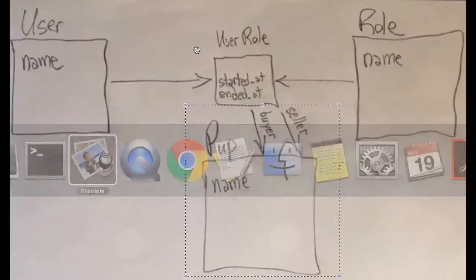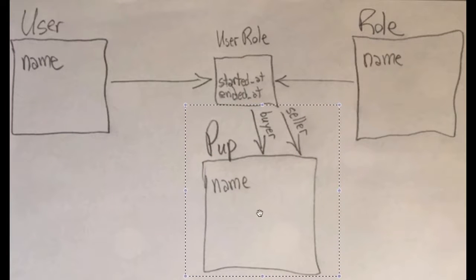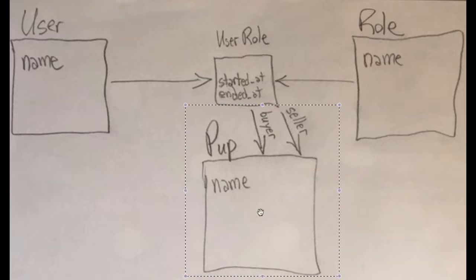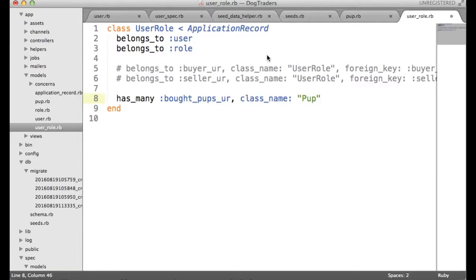You want to see the picture again? Here it is. We're now modifying this. We added a couple of belongs to's over here in pup, and now we need to add the has manys that balance it out. That will then have it going back and forth. So the class name pup, foreign key is the same. So it's still buyer UR ID.